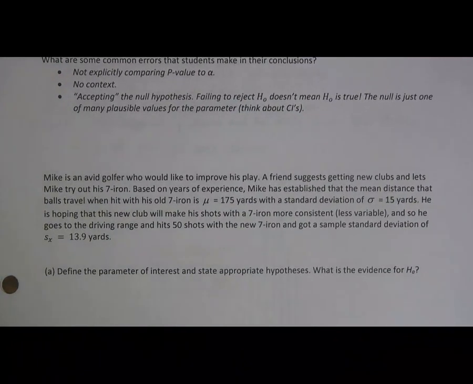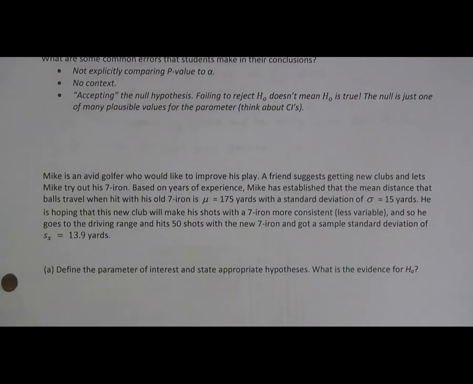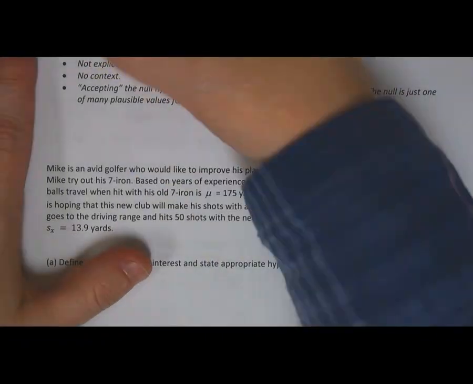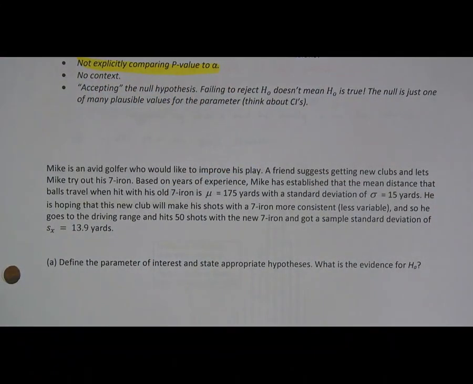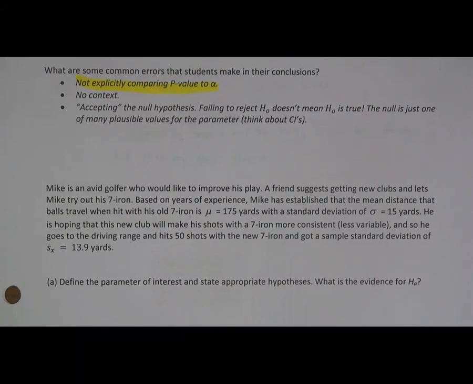Let's look right here where it says, what are some common errors that students make in their conclusions? Please, please, please know that you have to compare the p-value to the significance level. Like, you have to put that in your phrasing. You can't just jump right to, we reject the null. You have to tell why. Be sure you put it in context. Don't just use HO and HA. Be sure that you put at least the HA in context.